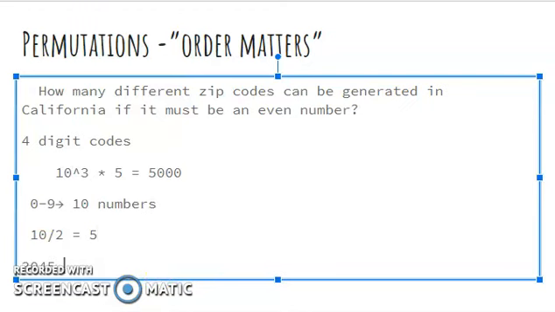The reason why this is a permutation again is because zip codes, for example, 3045 is different from 4053. These are entirely different zip codes. The only difference between these zip codes is the order. They use the same numbers, 3045, 4053. They're just in different orders, which makes them different locations.